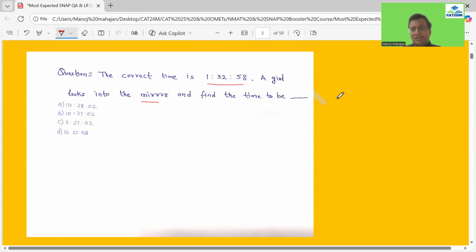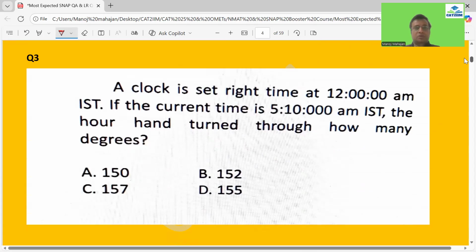So 12, if I write as 11 hours, 60 minutes, and 60 minutes I can write as 59 minutes and 60 seconds. Now from here, I'm going to subtract 1 hour, 32 minutes and 58 seconds. So what I get is 2 seconds out here, 27 minutes, and 10 hours. So the correct answer is 10:27:02, which is your option B. Such a question you can expect in the Snap paper.